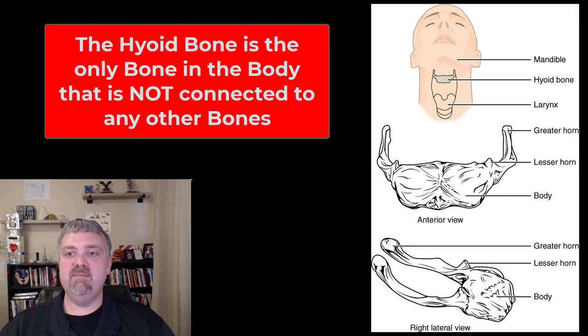And then we have the hyoid bone. What makes the hyoid bone famous is it's the only bone that doesn't have any joints. It's not connected to any other bones. It's actually held in place by muscles and other soft tissues. It's linked to the larynx and the pharynx, and the tongue is above it. So it's kind of the base for the tongue. So it's important, but we don't talk about that very much.